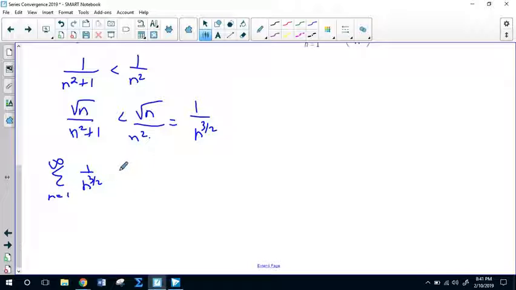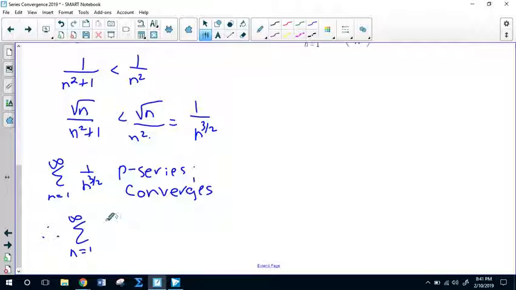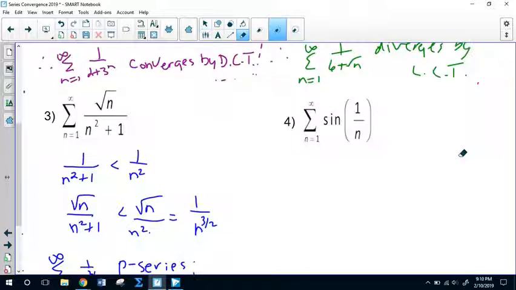This is a p series, and that p is greater than 1, so therefore this converges. So what I'm comparing to converges, and therefore my series of square root of n over n squared plus 1 also converges by DCT.